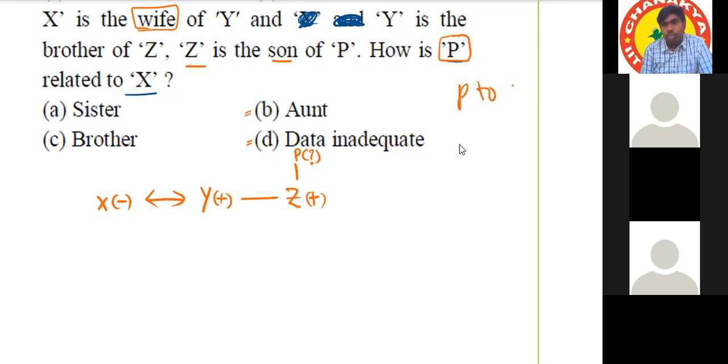P to X means mother-in-law. We don't need the gender of X, but here we need to know the gender of P. If it is a male, father-in-law. If it is a female, mother-in-law. How will it be father-in-law? Husband's father is father-in-law. Husband's mother is mother-in-law. Because we don't know that, that's why data inadequate. Very good, correct.